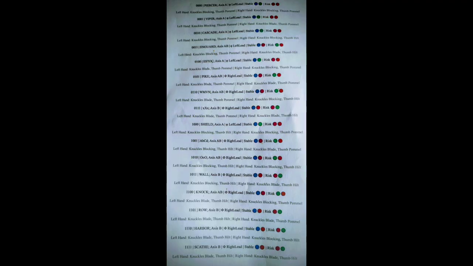Exactly. So let's unpack the geometry first. The core definition seems to rely on assigning a function to the knuckles and the thumb, right? For both hands, independently. And the choices for each are binary. For the knuckles, it's either blocking or blade. So blocking is kind of what it sounds like, a closed defensive posture. Think of it as compact, designed to absorb impact. Blade, on the other hand, implies the knuckles are extended. You're prioritizing leverage, maybe force application. Like for striking or cutting. Exactly. And the thumb has a similar binary choice, Pommel or Hilt.